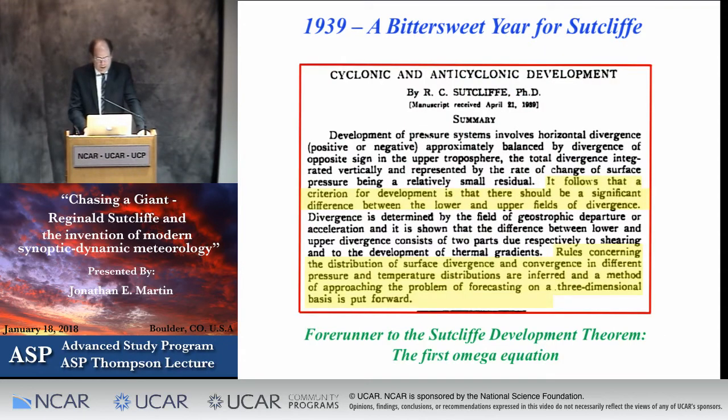And then he has a really famous paper in 1939, Cyclonic and Anticyclonic Development, single-authored again. And this is the forerunner to the Sutcliffe development theorem, which is, in turn, the first omega equation. A criteria for development is that there should be a significant difference between lower and upper fields of divergence. So the next problem is, how do you take those different divergence fields, how do you analyze that? And he says, we're going to come up with rules concerning the distribution of surface divergence and convergence in different pressure and temperature distributions, and a method of approaching the problem of forecasting on a three-dimensional basis is put forward.